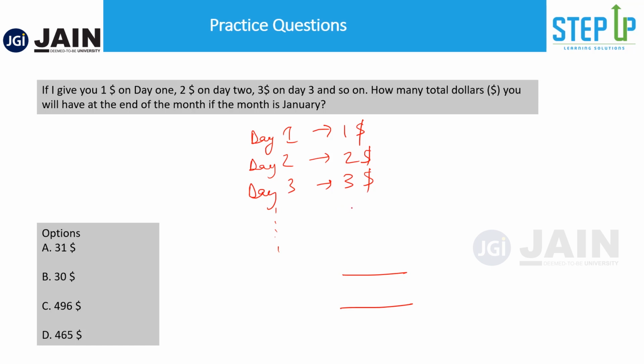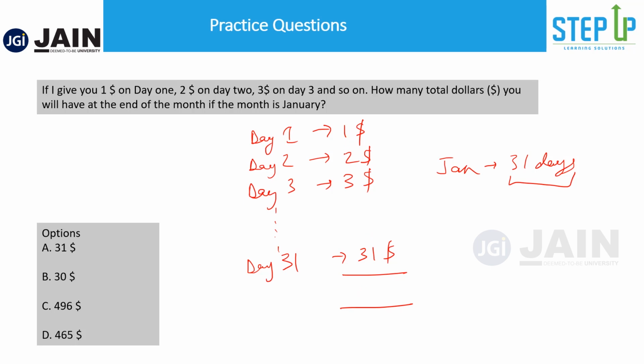Now how many days are there in a month? It could be 28, sometimes 29, it could be 30 or 31, but in this case it's given as January, and in January we know there are 31 days. So up till day 31, and on day 31 you'll get $31. So what would be the total?